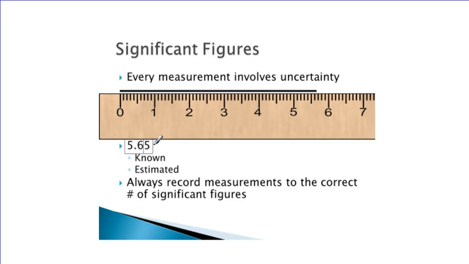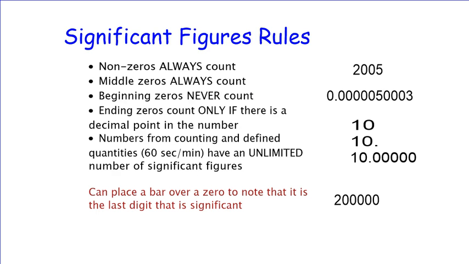It is extremely important to record all of your measurements to the correct number of significant figures, to always go one place beyond where the markings are, so that anyone who looks at your data knows how good your instrument is. Now, when we already have the numbers, we need to figure out how many significant figures there are. These are the rules that tell us what numbers are significant.